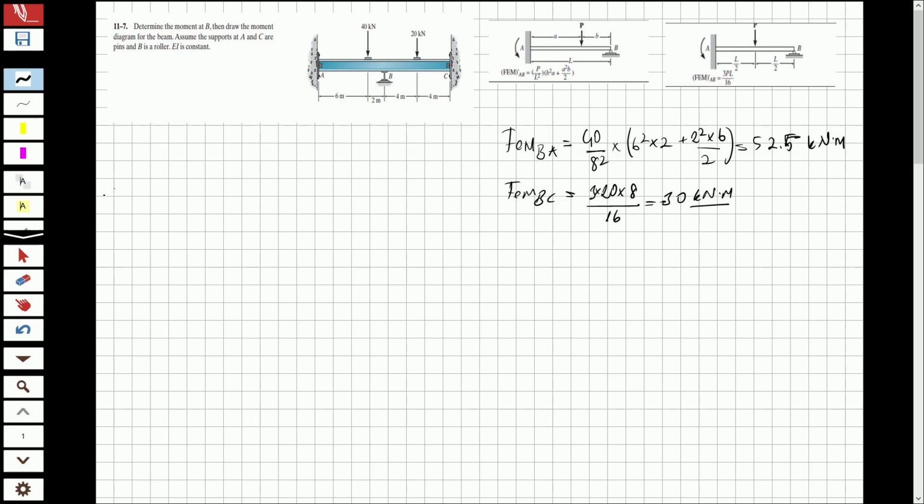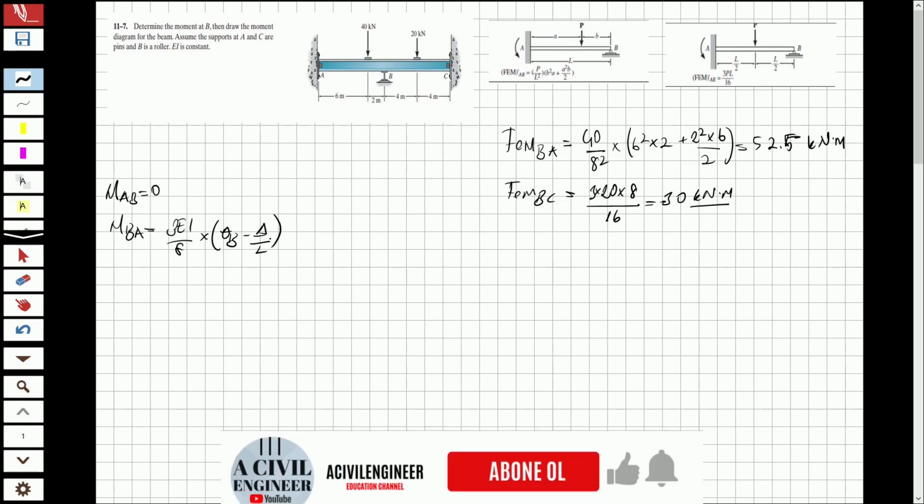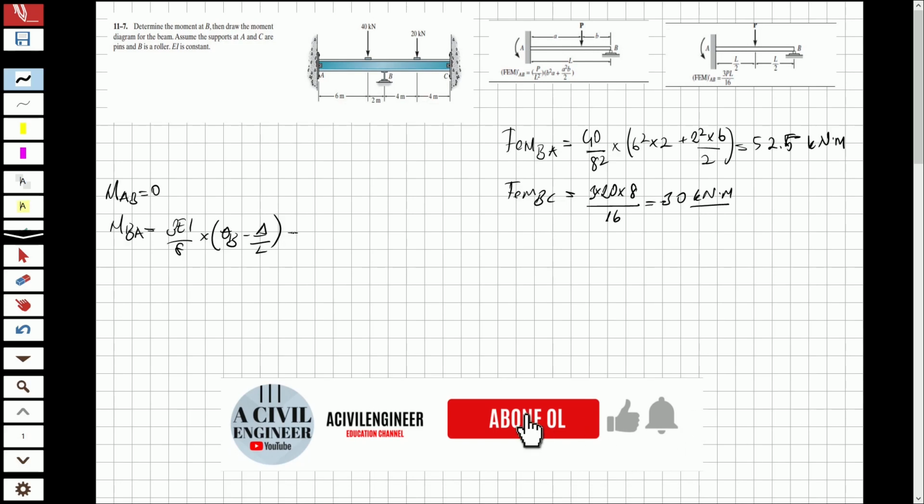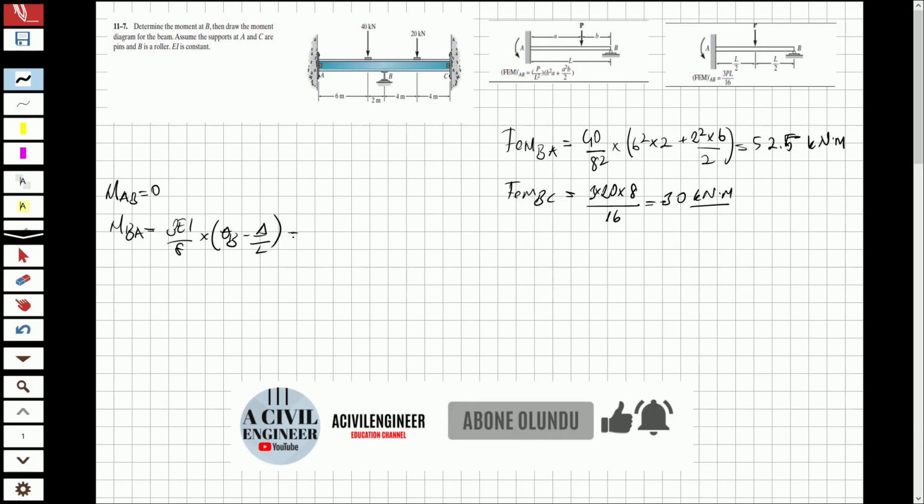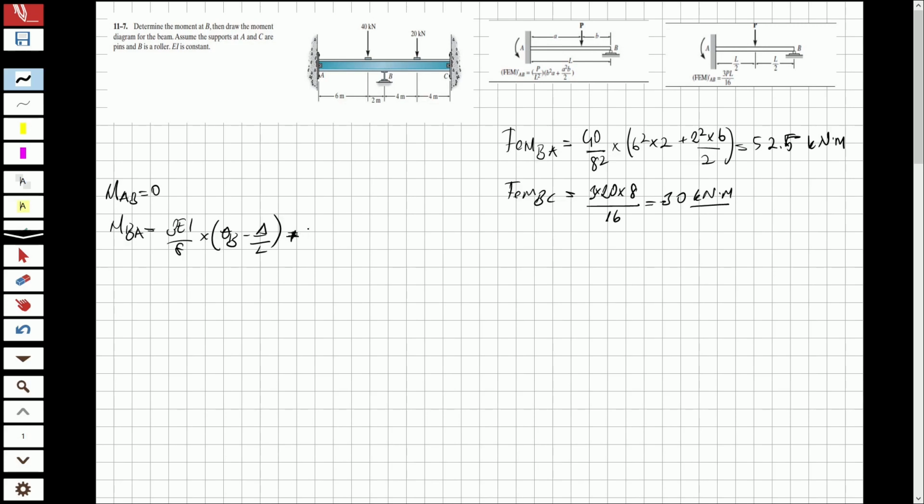And now let's try to find the moments. Moment AB is equal to 0. Moment BA will be 3 EI over the length, which is 8, times theta B minus delta over L, plus 52.5 as the fixed end moment.